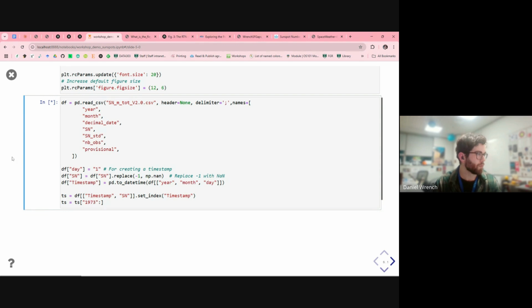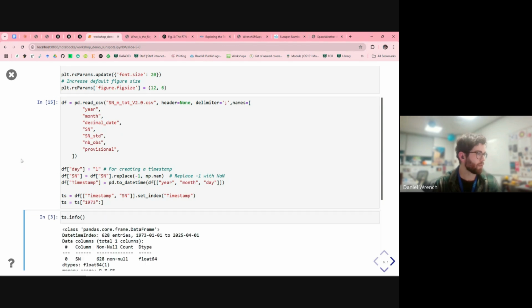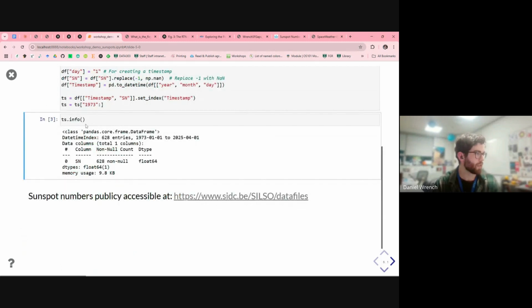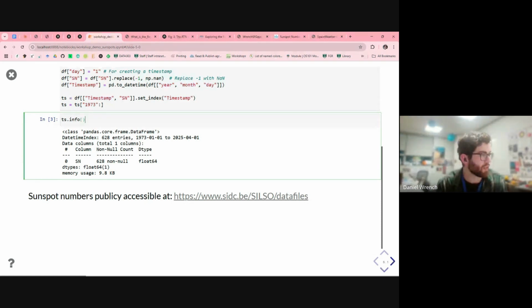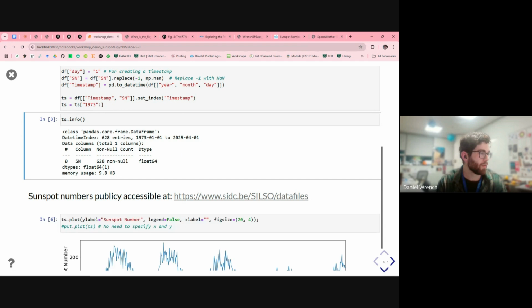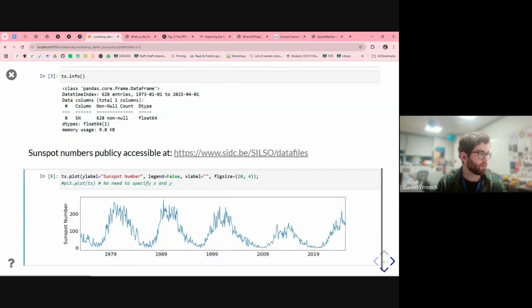Okay, so we will read that in. And then if we just look at the corresponding information of that, you can see there's a datetime index, and it nicely tells you the beginning and end of that period. Okay. And once we do that, we can plot the results of our time series to have a quick look at it. And here we have our sunspot numbers.